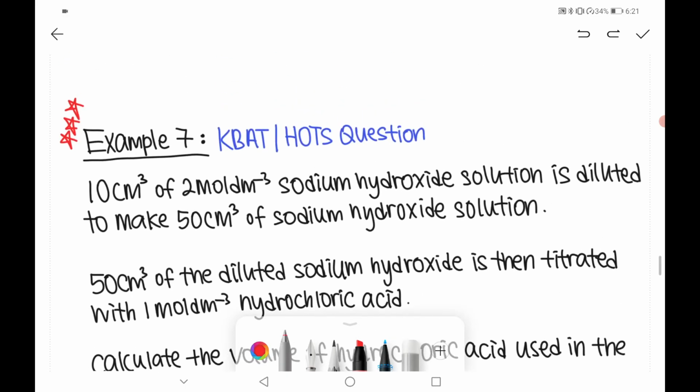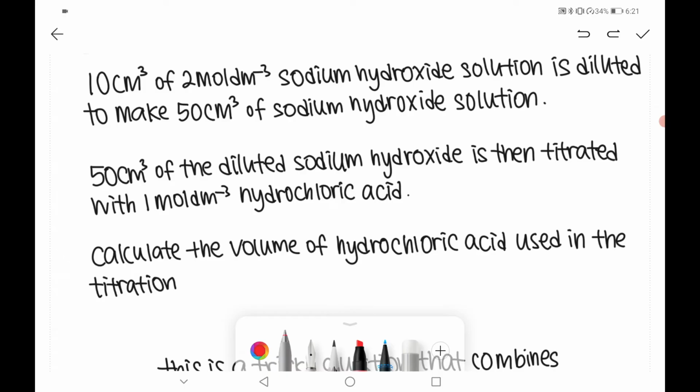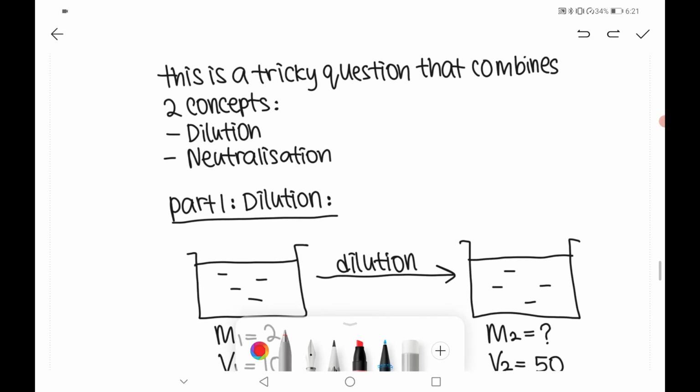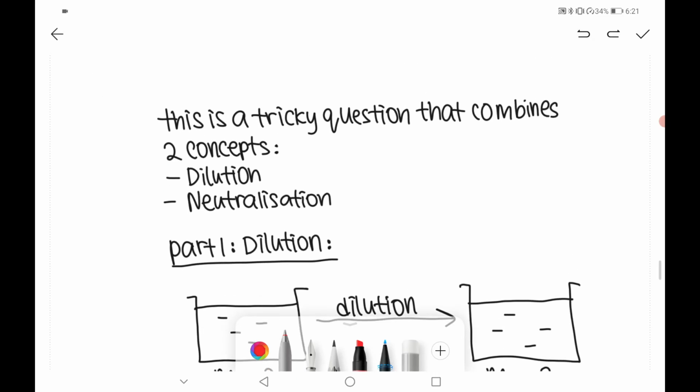After they dilute the sodium hydroxide, they mix it with the hydrochloric acid. Sodium hydroxide is alkali, hydrochloric acid is acid. When acid is mixed with alkali, it is neutralization. Okay, so in this question you have 2 concepts: dilution and neutralization. For all the examples that we covered just now, there was only one concept, which is neutralization. But in this question you have two, so you have to be careful.